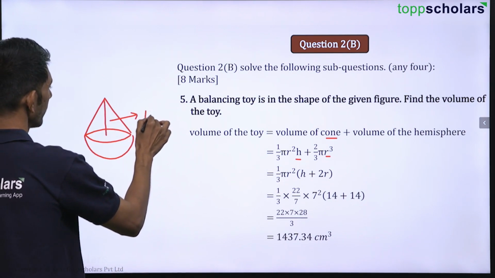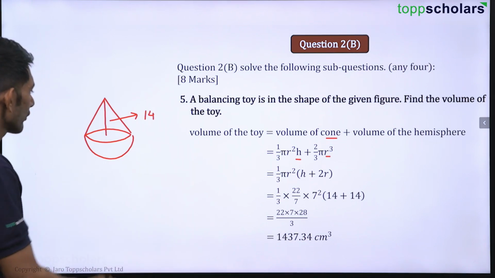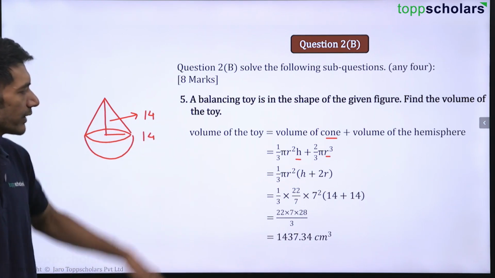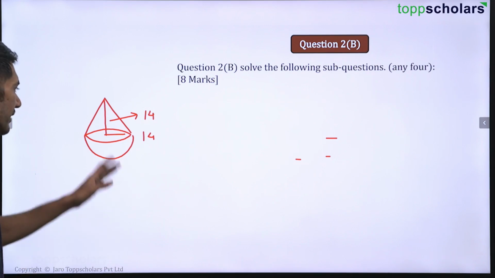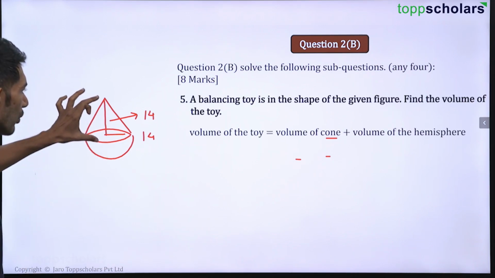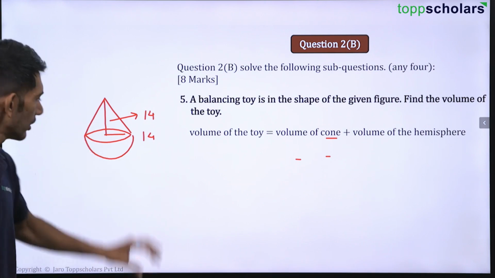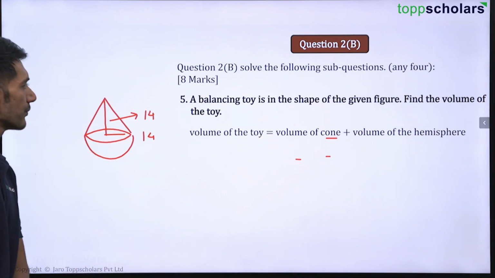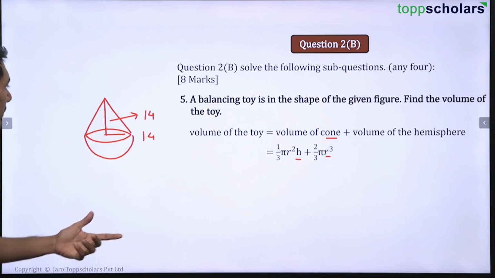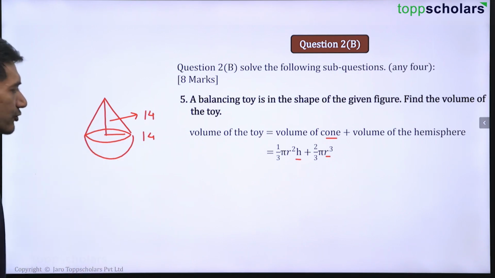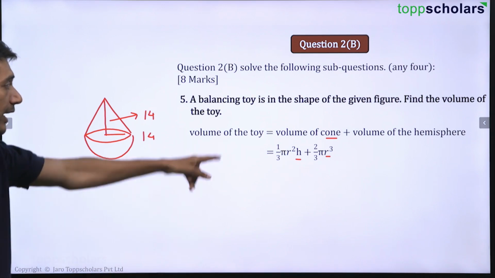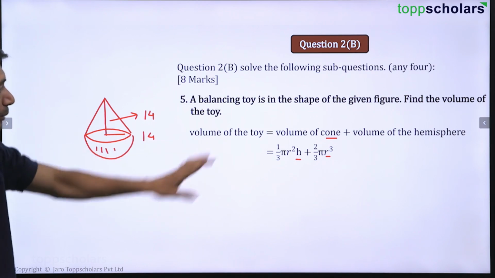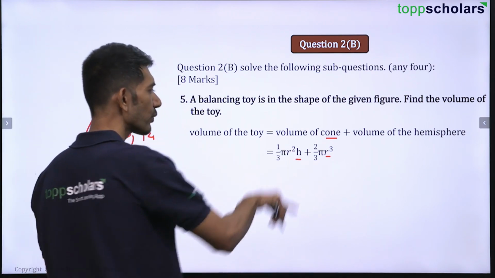Height is 14, and the radius is also 14. So this is the figure, and we are supposed to find out the volume of the toy. So basically, if you see, this toy is made up of cone and hemisphere. Correct? Cone and hemisphere. So the volume of the toy is nothing but volume of the cone plus volume of hemisphere. Isn't it? So that will be equal to, volume of cone is 1/3 pi r square h, and volume of the hemisphere is this part, the lower part, 2/3 pi r cube.